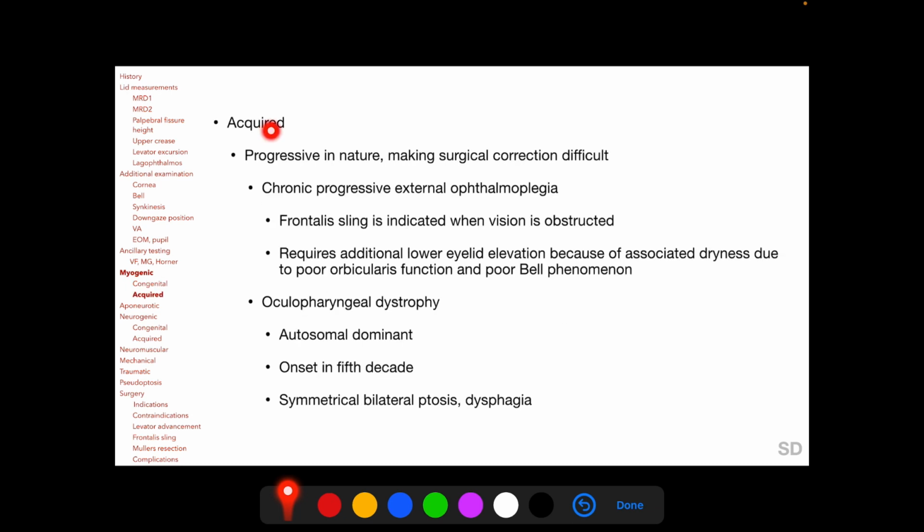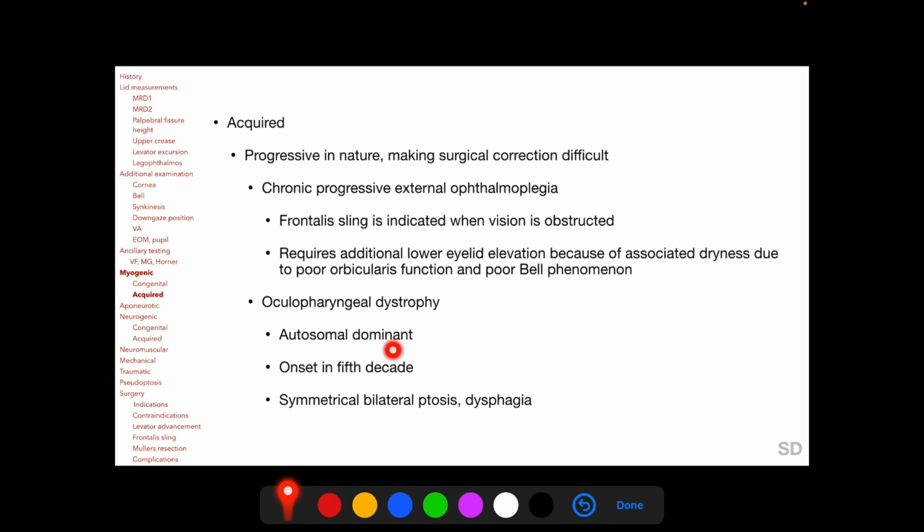There are several forms of acquired myogenic ptosis which, though rare, are progressive in nature, making surgical correction difficult with recurrence of ptosis following surgical treatment. Chronic progressive external ophthalmoplegia is one such acquired myopathy, and in CPEO, a Frontalis sling is indicated only when vision is obstructed. Because of associated poor orbicularis function and also poor Bell's phenomenon, patients with CPEO also have ocular surface dryness and thus require additional lower eyelid elevation along with Frontalis sling for the upper eyelids.